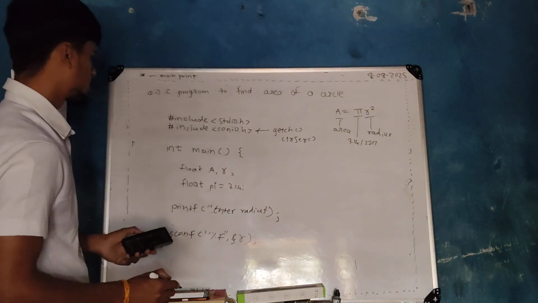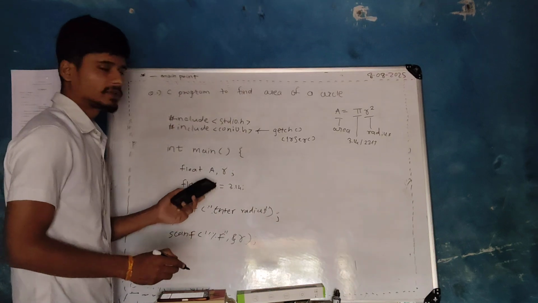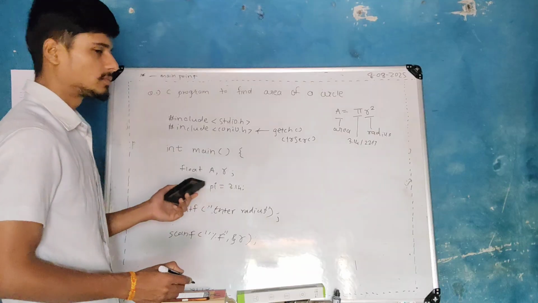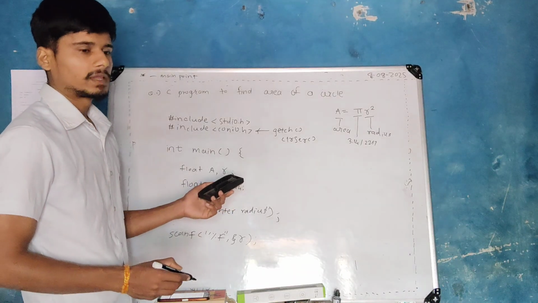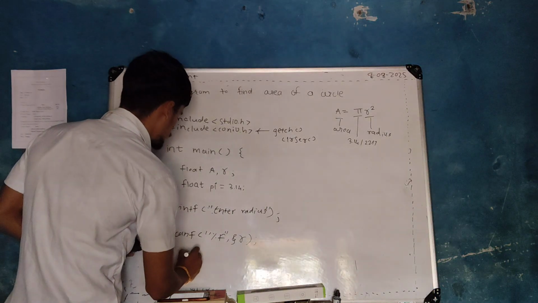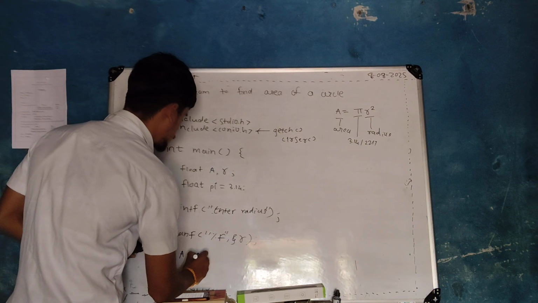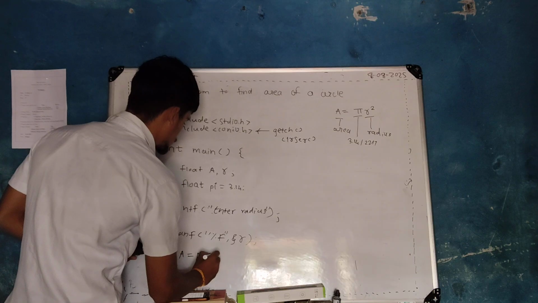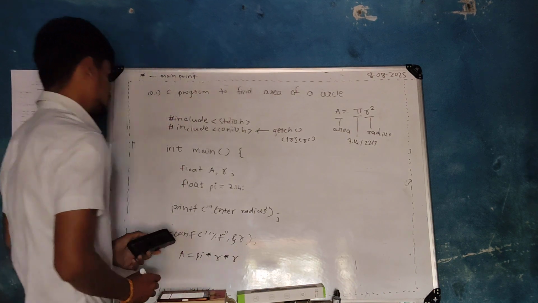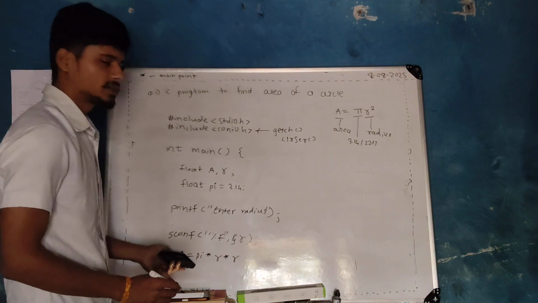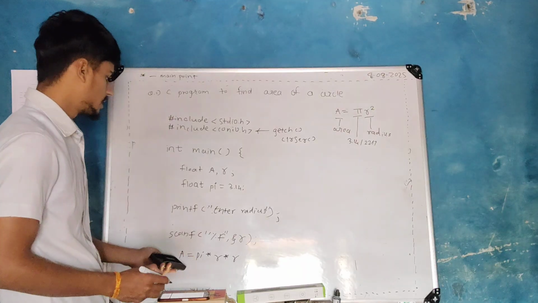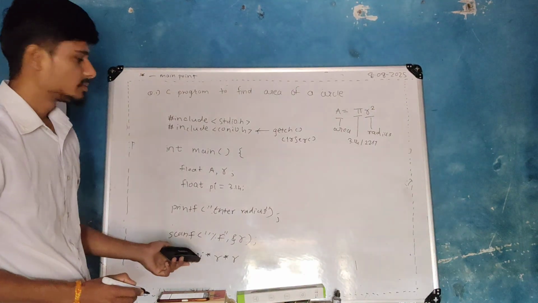Then we will perform the operation. What operation is to be performed? We have to calculate the area. Just write the formula for the area of a circle: a equals pi multiplied by radius r multiplied by radius r. When it performs this operation and calculates the area, we have to print a, so that the area of the circle will be printed.